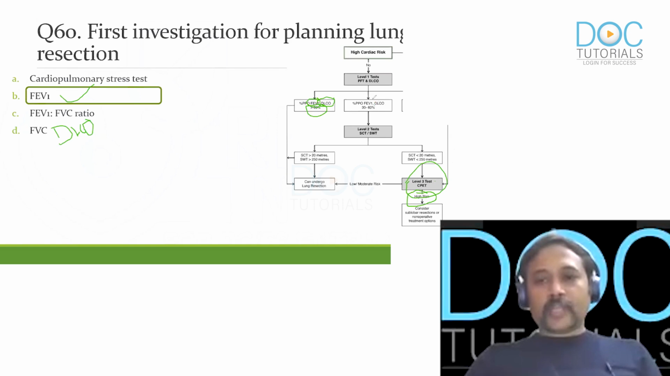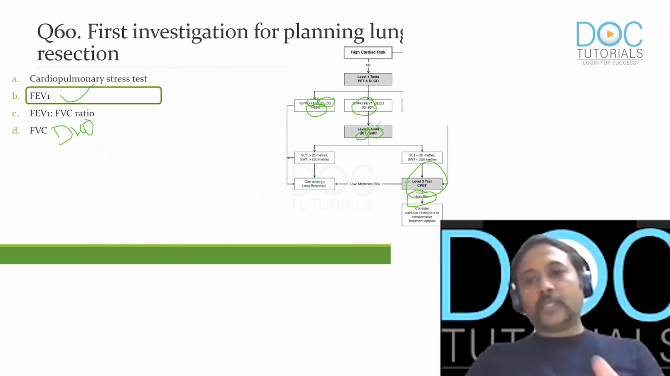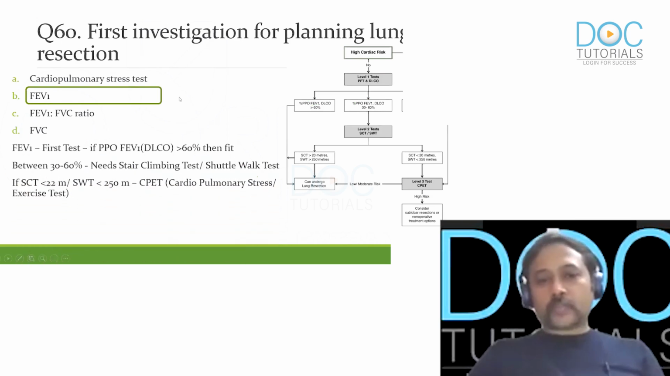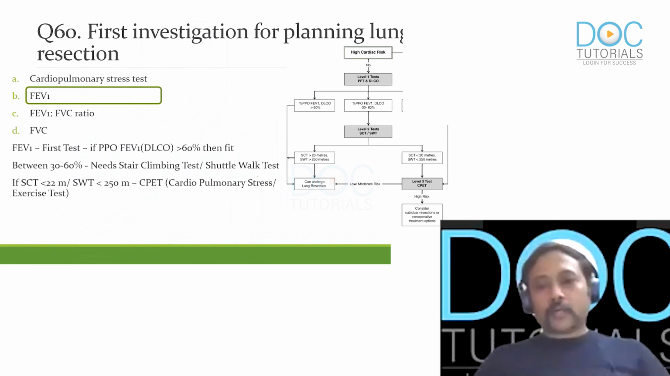On the other hand, if the value is between 30 and 60%, this is where you will do the stair climbing test or the shuttle walk test between two markers. These two tests will determine whether the patient is eligible for surgery. Stair climbing more than 20 meters, and your walking test more than 400, which is given in some books, and more than 250, which is given in some textbooks. So when you have a value of more than 400, or more than 20 or 22 meters, then the patient is going to be eligible.